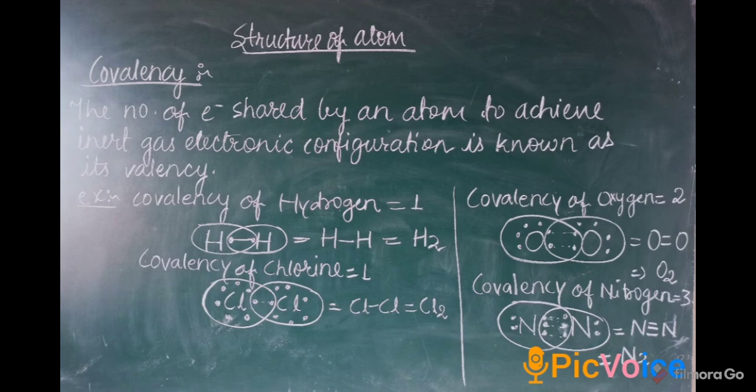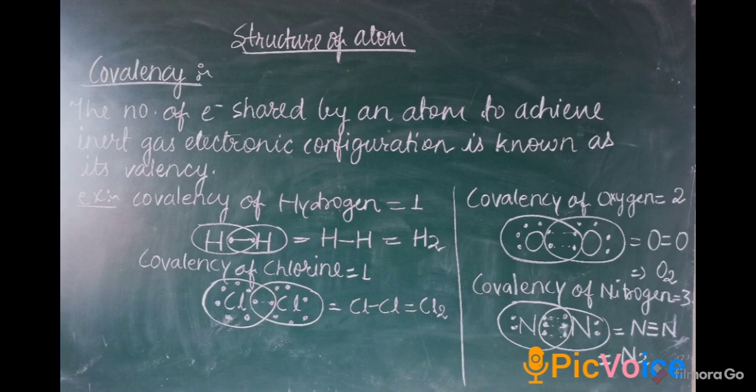Now next is the covalency of chlorine. The covalency of chlorine is also 1 because the atomic number of chlorine is 17 and there are 7 electrons present in its outermost shell. So it shares one pair of electrons to achieve the nearest inert gas electronic configuration.